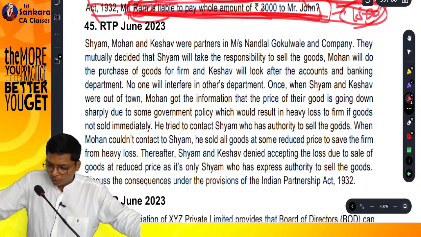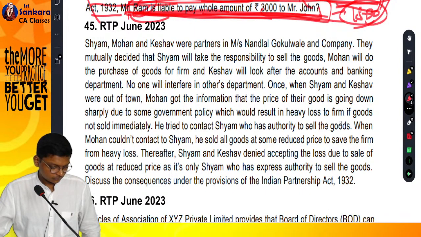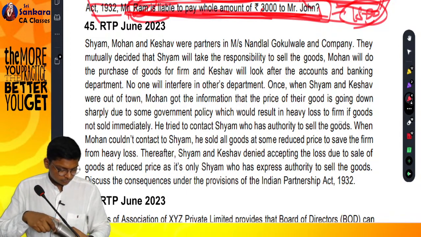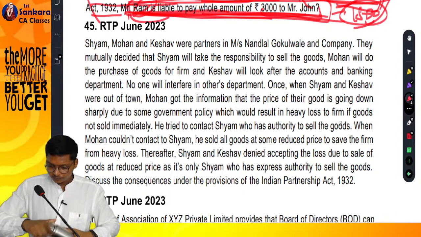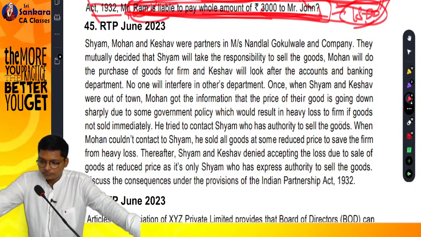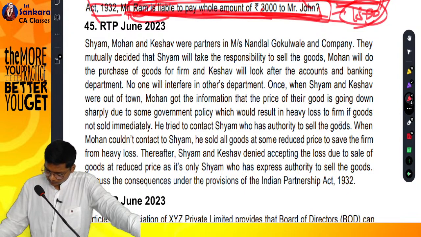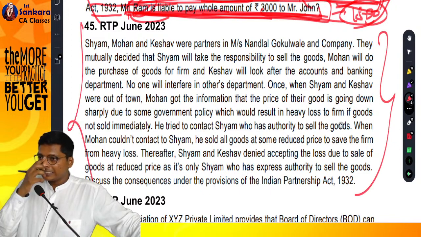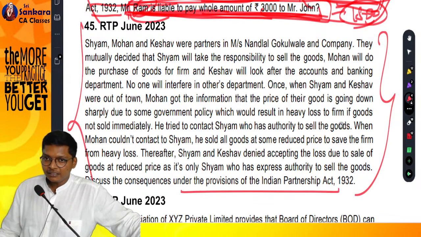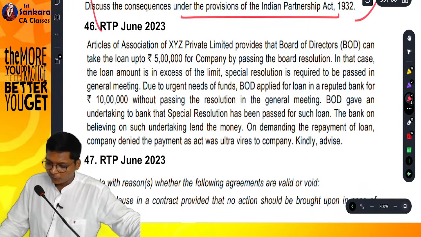Next question 45. Go ahead, read it. In case of emergency, a partner can act beyond his authority. Therefore, the sale is valid. He is binding the firm. Next, RTP June 23, question number 46.